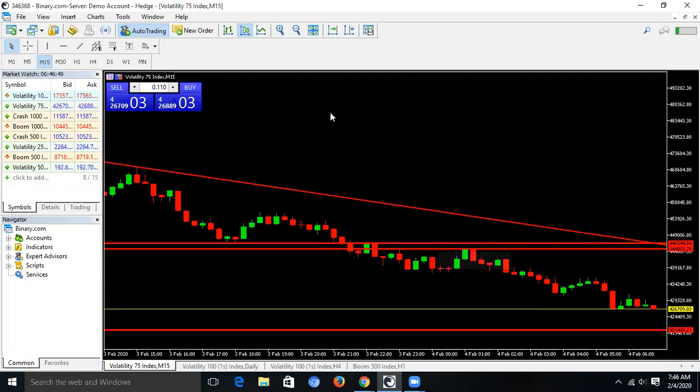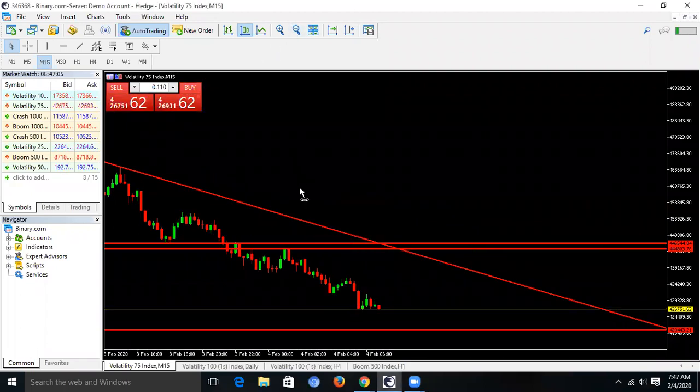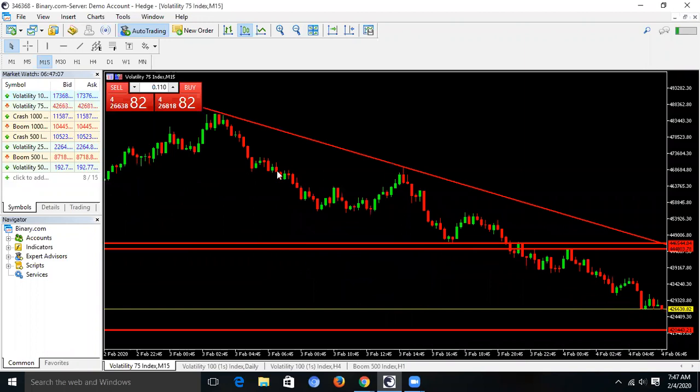Me, I didn't enter this trade because I was sleeping. Yesterday I was very tired. I had a very rough day, so I missed this trade. But this was the best time to enter this trade. Yeah, this place was the best time to enter. I just opened my computer and saw that the market had done something.